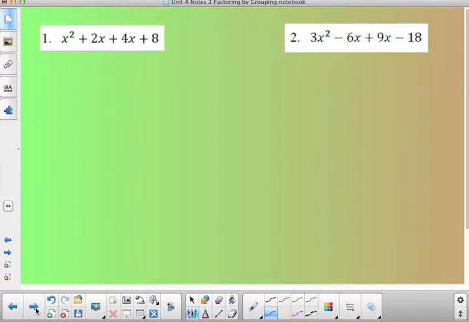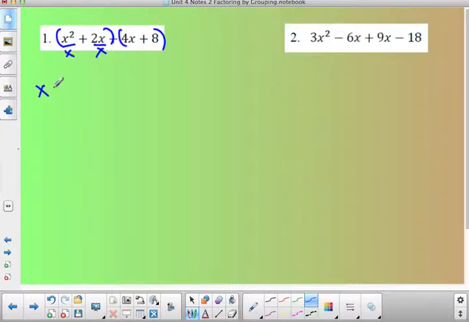In number 1, I've got 4 terms, x squared plus 2x plus 4x plus 8. I'm going to factor by grouping, so I start by grouping the first 2 and grouping the last 2. Easy step there. Then I go back and pull out the GCF of each group. If I look at x squared plus 2x, the only thing I can take out of these is an x. I'm going to divide both parts by x.